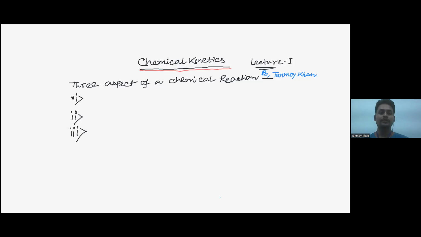Now, if you think about any chemical reaction, it has three aspects. First is feasibility. So what does that mean? Feasibility, or you can say the possibility. मतलब एक reaction अगर होगा या नहीं होगा, ठीक है? That possibility is called the feasibility of a reaction.